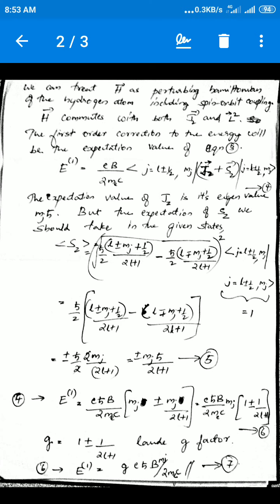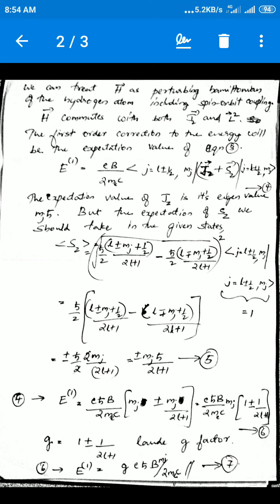So E1 we take as the expectation value of H. Substituting, we take the constant eB by 2mec out, and we take the state as |j, l plus or minus half, mj>. So this is the normal state. J can be l plus or minus half, L plus S, isn't it? And mj is the component of J in the direction of the magnetic field.